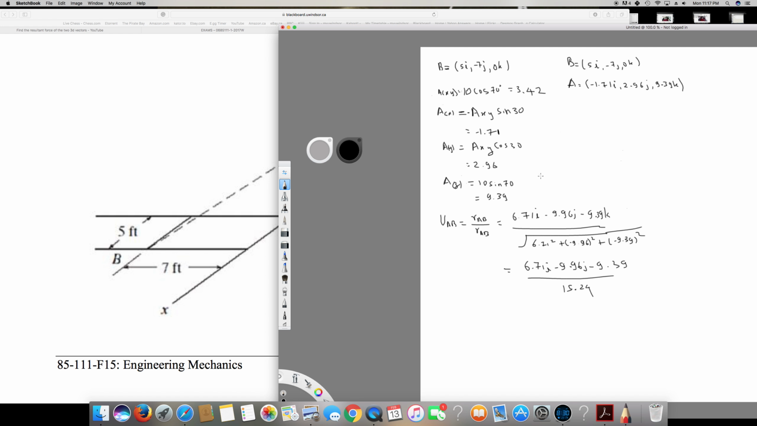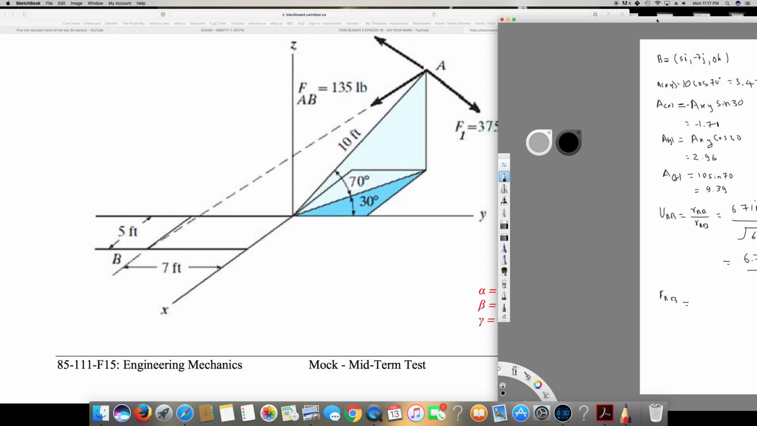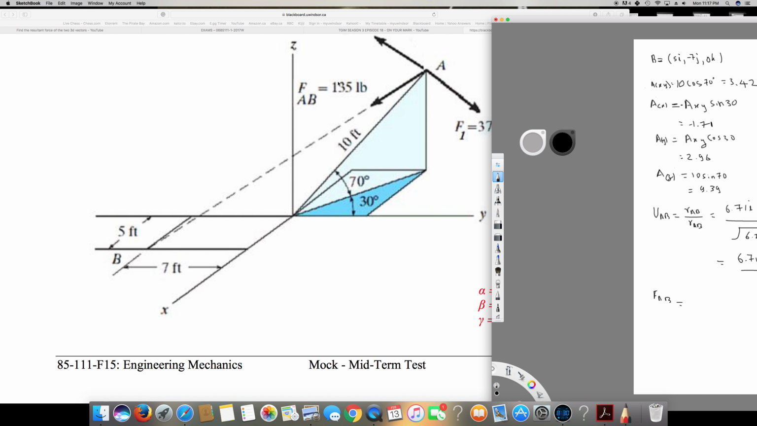15.24. So now I have calculated the UAB. Since we have UAB, I can calculate FAB. To calculate FAB, I have to multiply this UAB by FA. Let's say they have mentioned it's FAB, so I have to use that same thing. So 135 times this one.